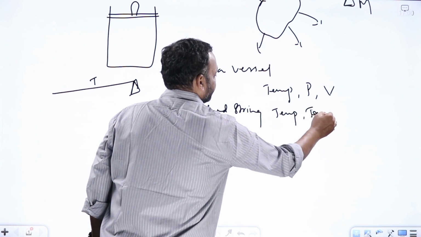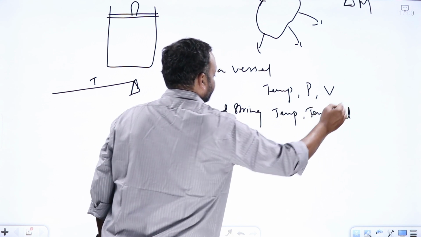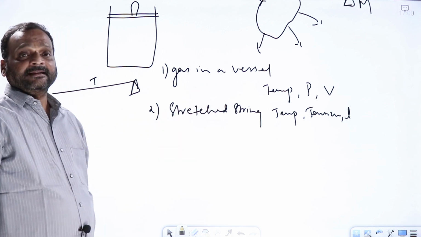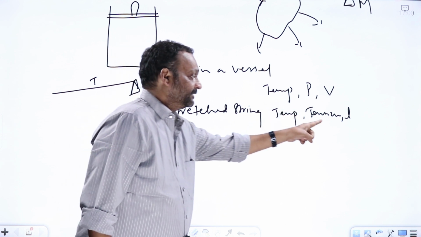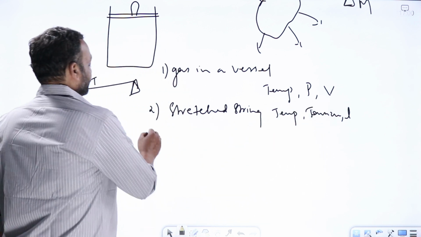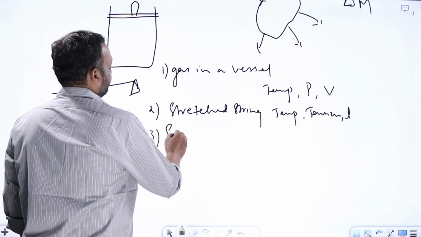Okay, for a stretched string, tension in the string is an important property. Next one, its length. String will not have volume. String will have length. So what are the parameters important for a stretched string? Temperature, tension, and length.